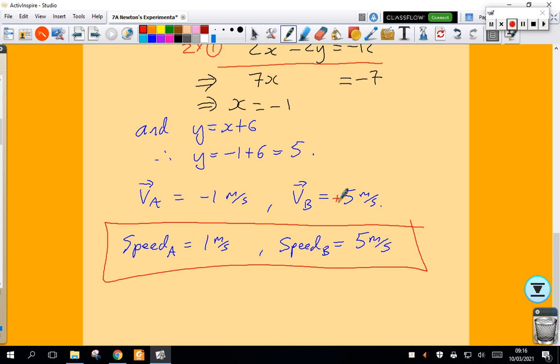Okay, so get practicing on those things. We're in section, I think, 7B at this stage. Okay, 7B. Okay, practice.